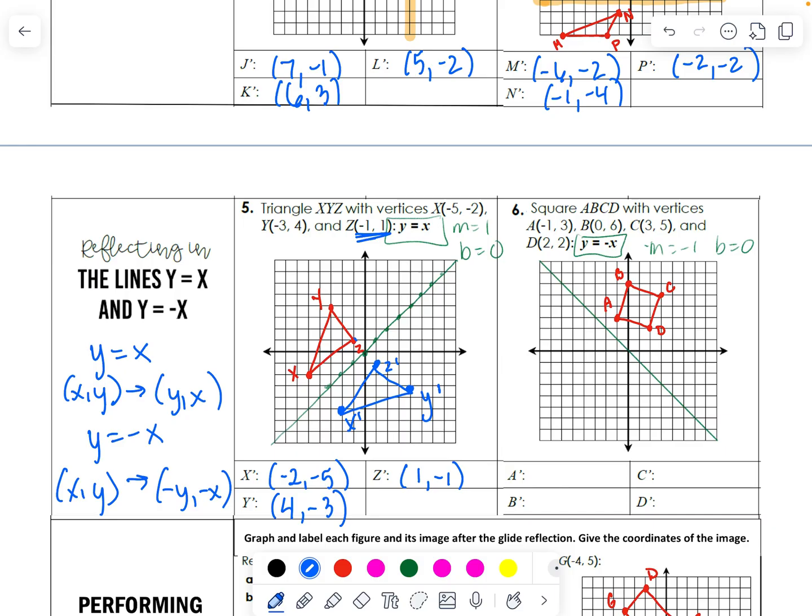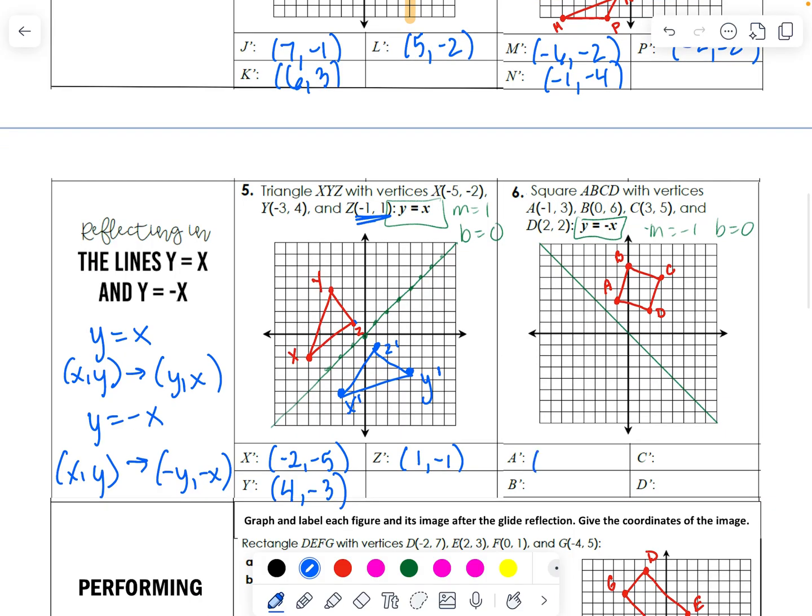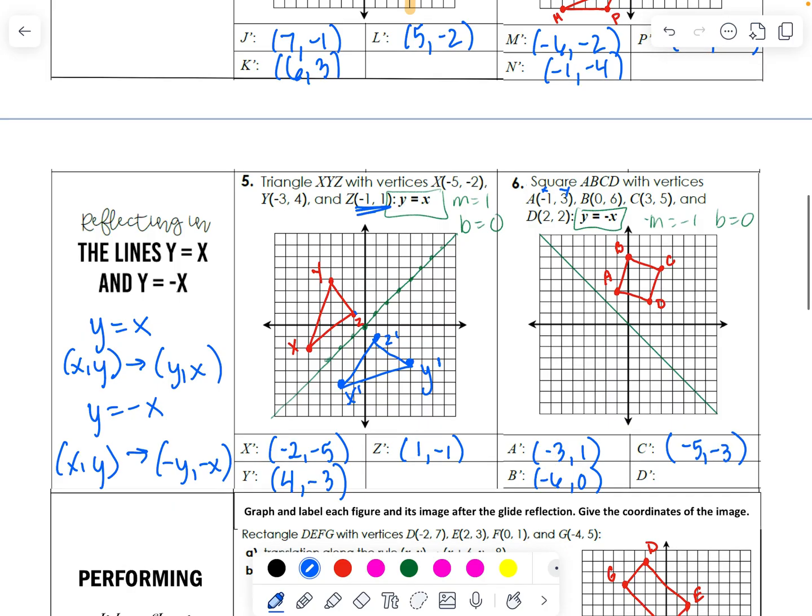So if I'm looking at A, I'm going to switch and make them negative, so I'm going to get -3, 1. All right, 3 is now in the x-coordinate spot, and I take the opposite. -1, right? This is the x, this is the y. I switch them and make them both negative. So for B prime, it's going to be -6, 0. For C prime, it's going to be -5, -3.